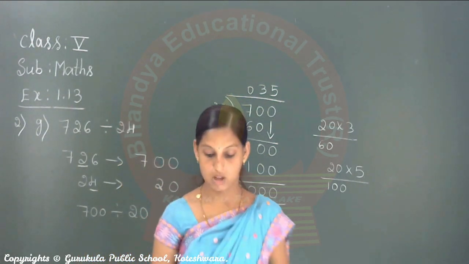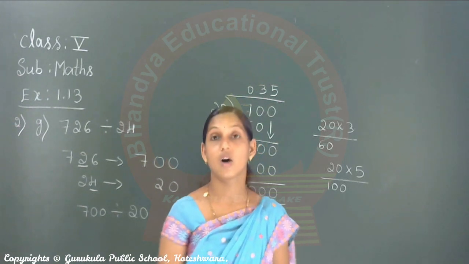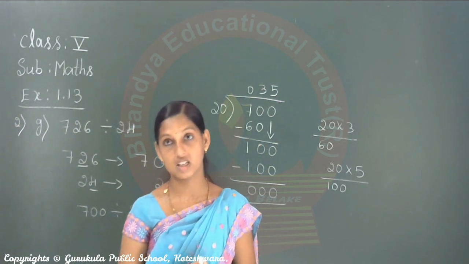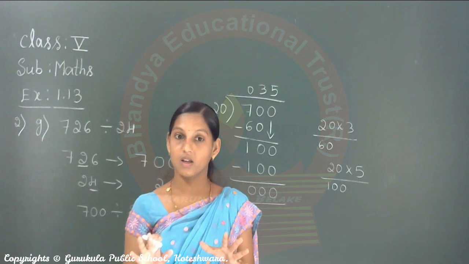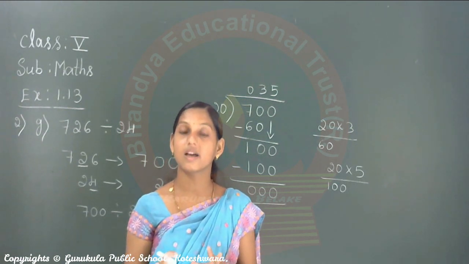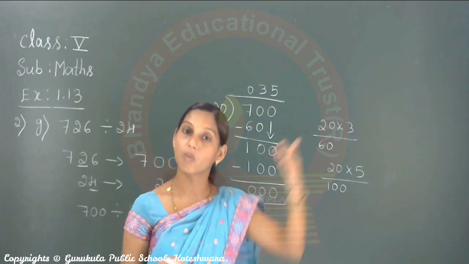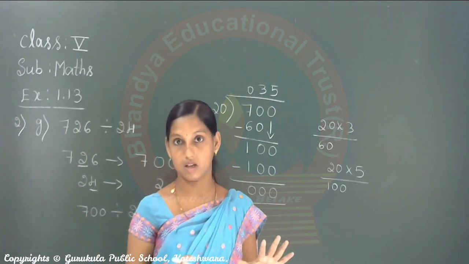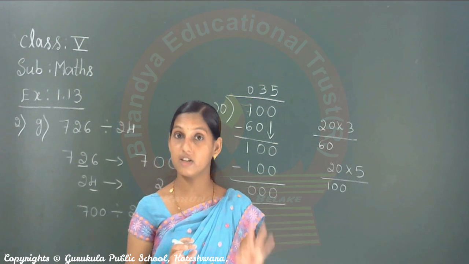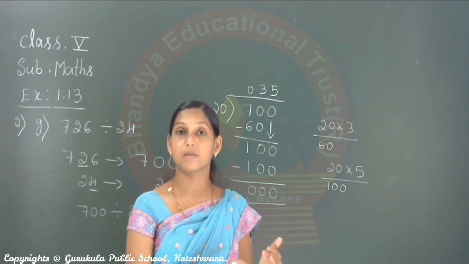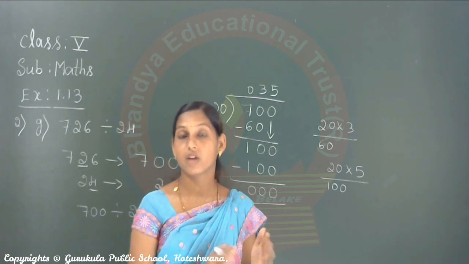Okay, I hope you have understood how to estimate the number. Estimation is the same, but one change is that in addition and subtraction, for the smallest place value, both the numbers we have to estimate. In multiplication and division, to its maximum place, we have to estimate the number.